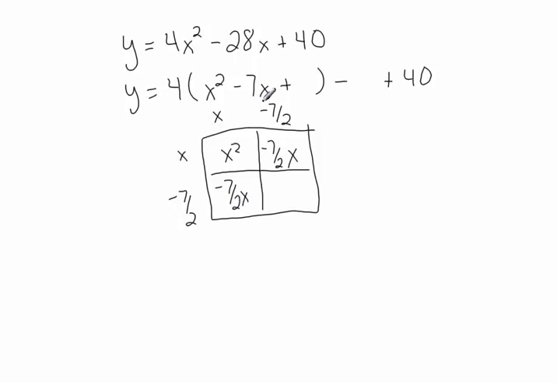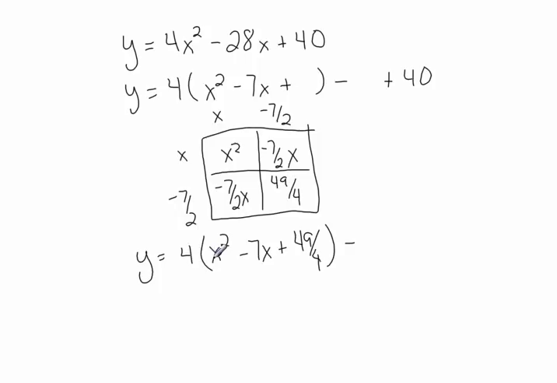Now when I add those two, I'll get my negative 7x right here. And then I multiply negative 7 halves with negative 7 halves, and I get 49 over 4. Not the nicest number you ever saw. So now I've got y is equal to 4 times, and my perfect square is x squared minus 7x plus 49 over 4. Now I've got to find out what I need to subtract.